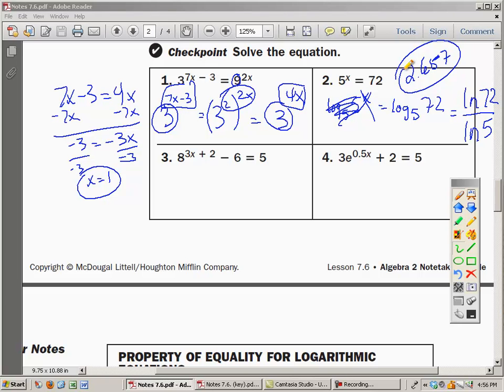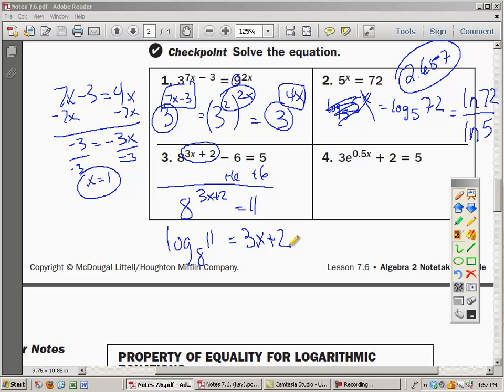All right. Now number 3 is kind of a messy little bugger. So let's just kind of get this part alone. The first thing we're going to do is add 6 to both sides. So this becomes 8 to the 3x plus 2 power is equal to 11. All right. Now changing this back to logarithmic form, my base is 8, my exponent is 3x plus 2, so this becomes log base 8 of 11 is equal to 3x plus 2, because 8 to the 3x plus 2 power is equal to 11.